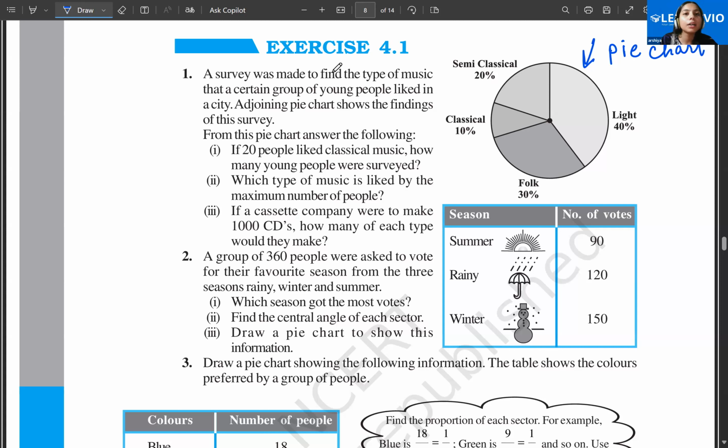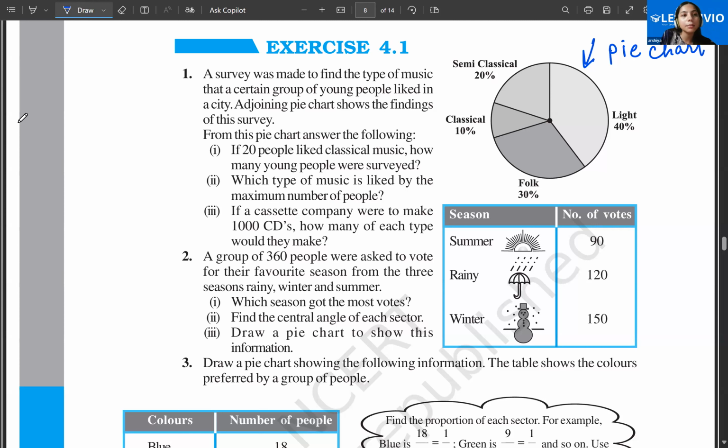Okay. And how did you find that? Because 10 percent of the people like classical music, and that's 20 people. So the total is double of that. Okay, got it. That's correct. The answer is correct.